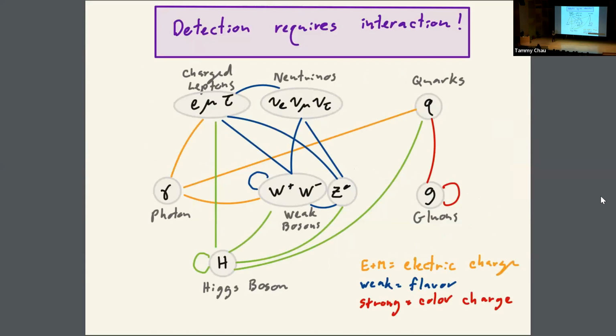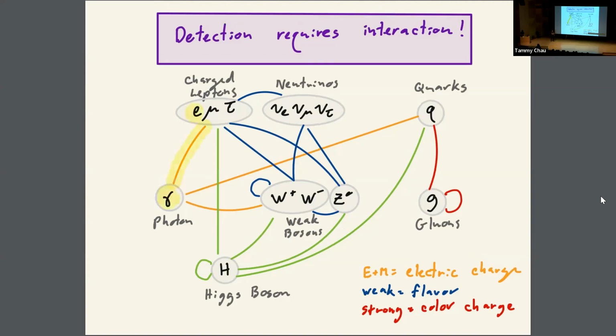This is a plot showing all the particles we know of, the classes of particles, and how they interact with each other. Here we have leptons, which are the charged leptons and neutrinos. We have bosons: weak boson, photon, gluons. Quarks, which make up nuclei, neutrons, protons, and the Higgs, which gives things mass. So this is the force we were just talking about, the electromagnetic force.